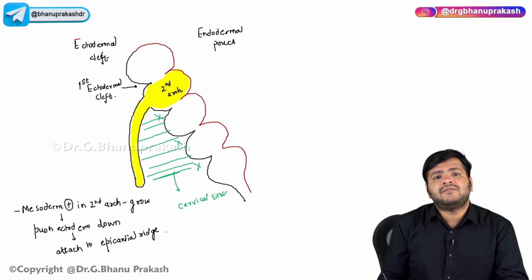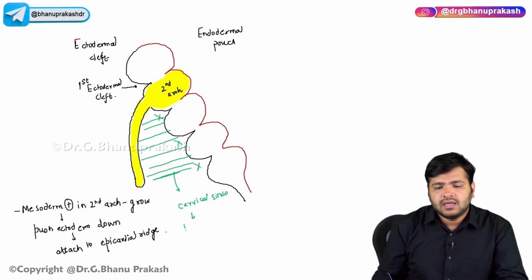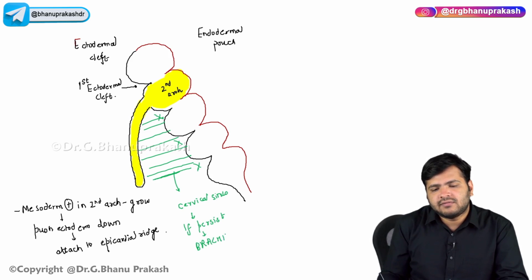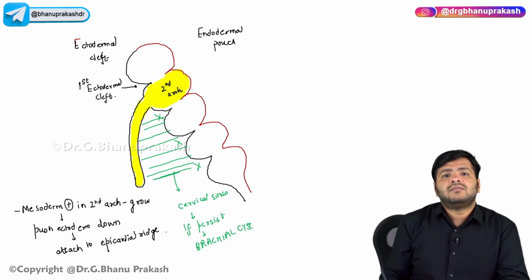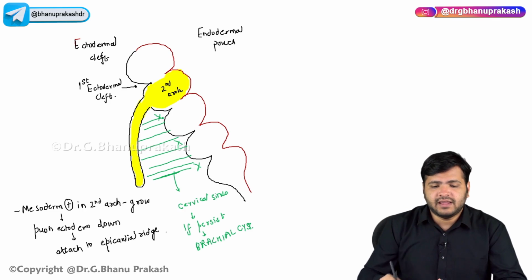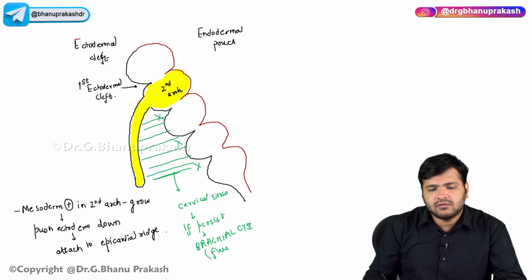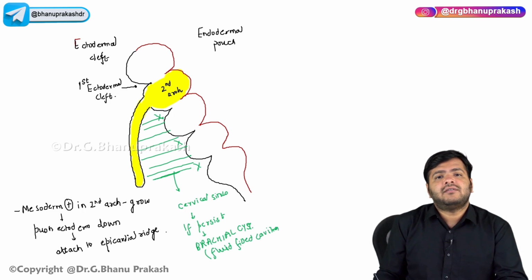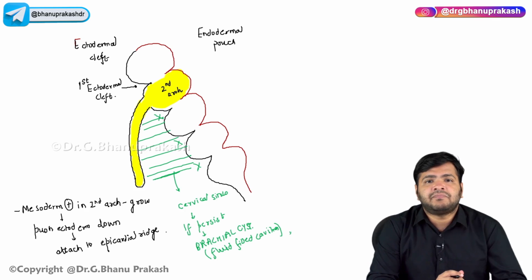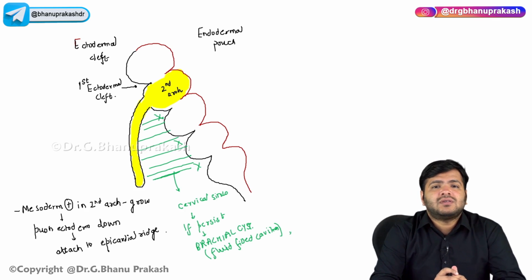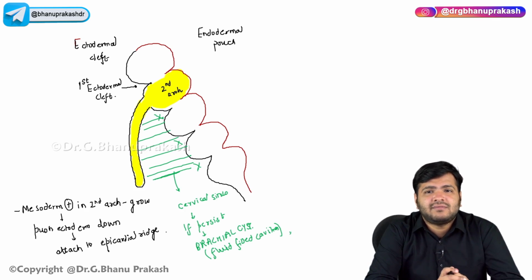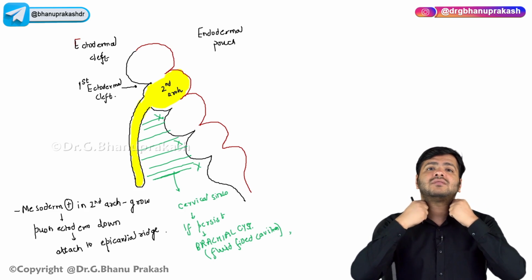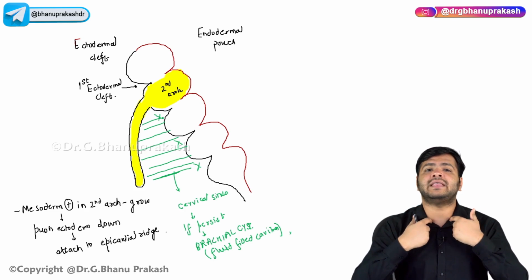Now this sinus, if it persists, it is called the brachial cyst. It is called the brachial cyst, right? So it is a fluid filled cavity, right? Brachial cyst is nothing but a fluid filled cavity. So basically you can say it is a very harmless, painless swelling which is present along the sternocleidomastoid muscle along the anterior border.